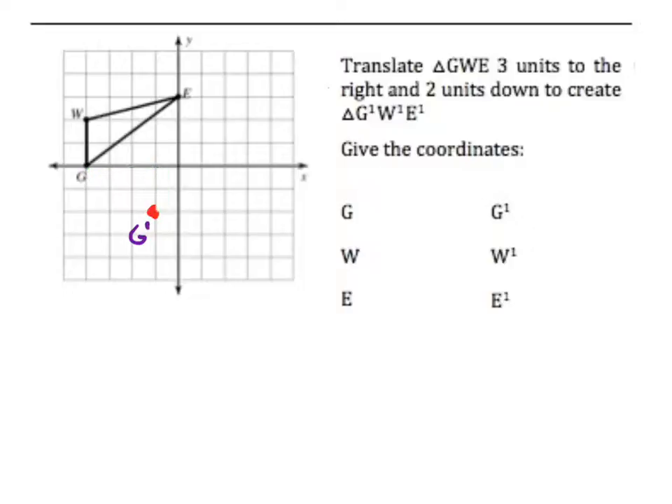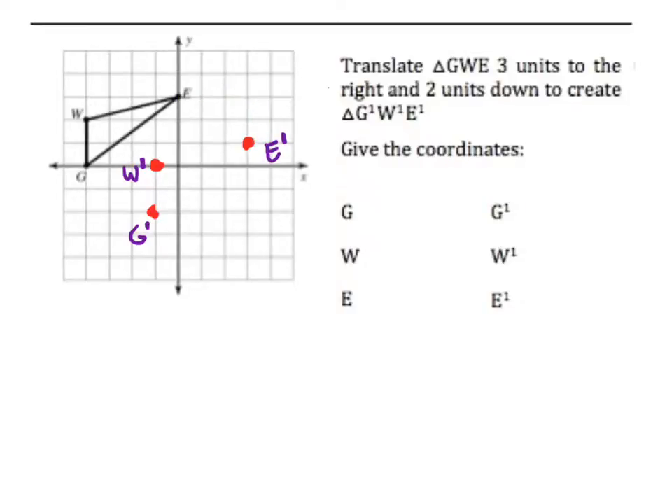Okay, let's do the next point. Let's see, GWE, let's do W. I've got to move 3 to the right, there, and 2 units down, there. Plot my point, and I'm going to label it W sub 1. Do it a third time for point E. 3 to the right, 2 down, plot my point, label it E sub 1.